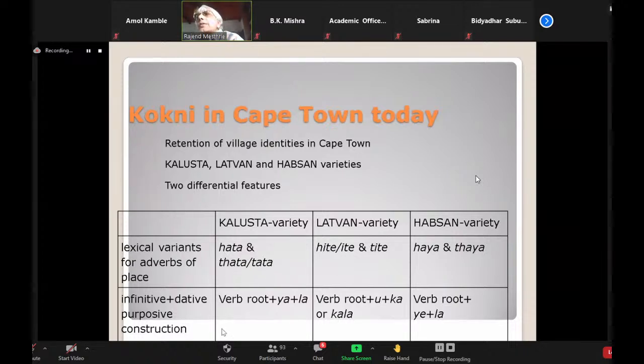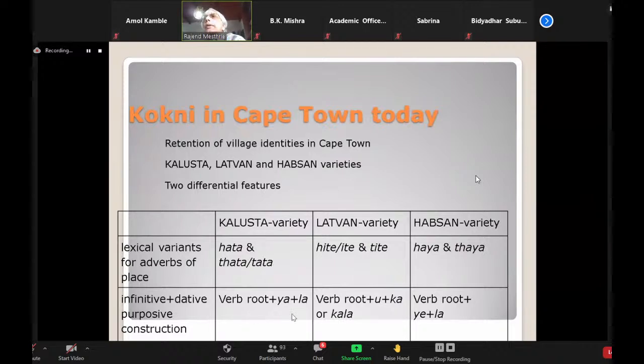Then another interesting form is for the infinitive, the form to say to, with a verb, to go, to walk, to play, or a dative meaning for the purpose of, or to do this.